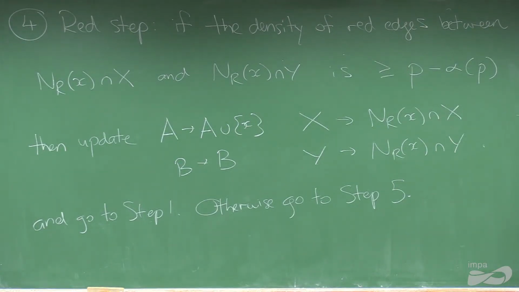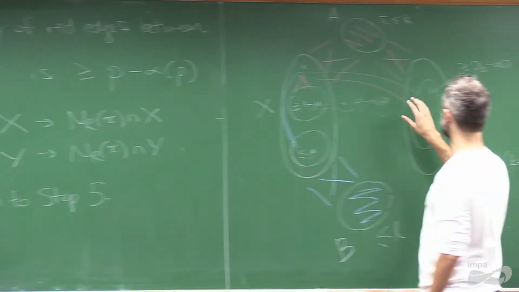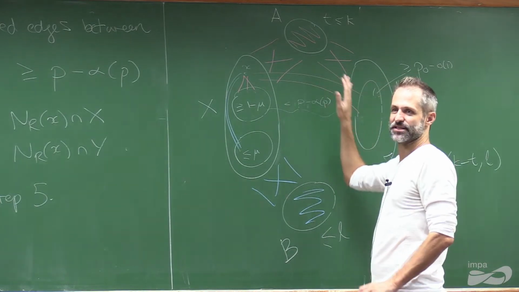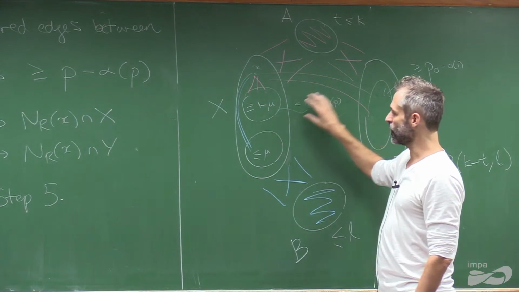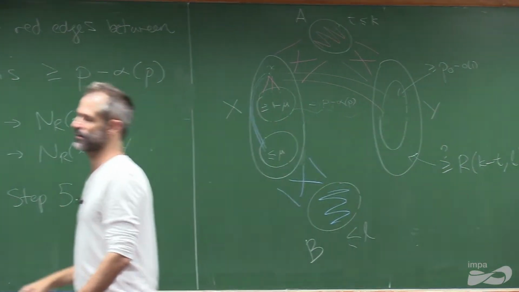Okay, so very simple. If this is good, then this is automatically good, this is automatically good, we can do a red step. We're happy. Otherwise, we're not happy, this density is too small, so then we have to do our density boost step.